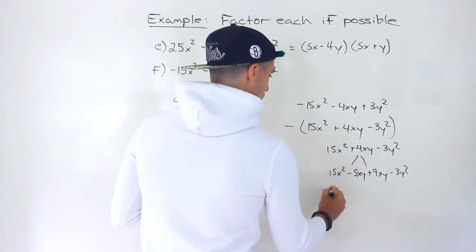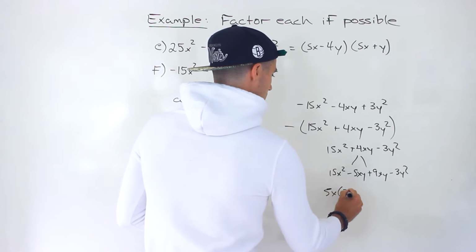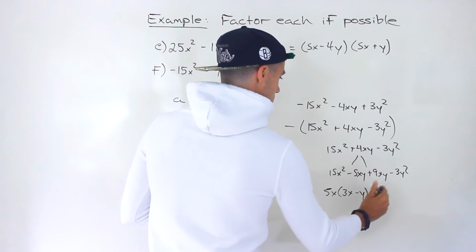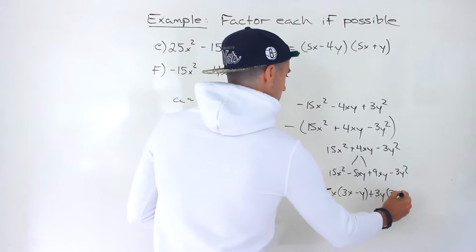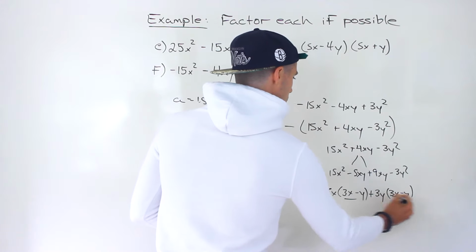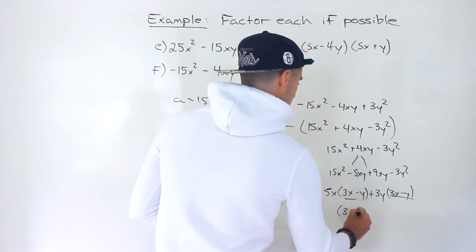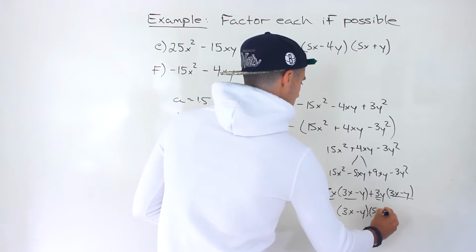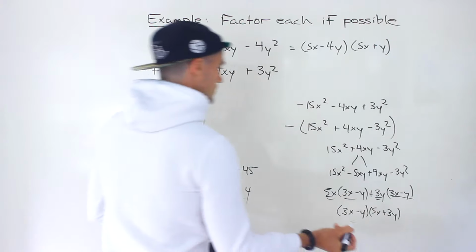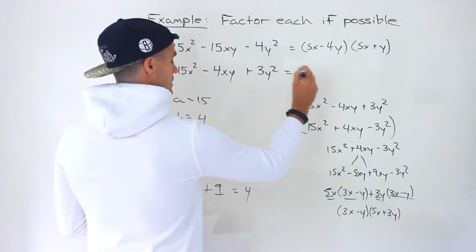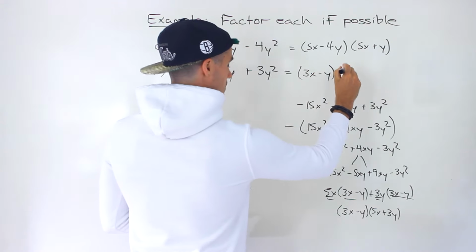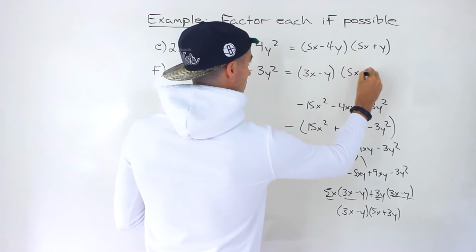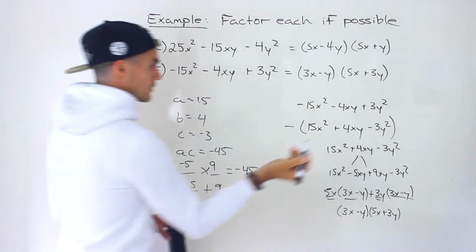From these two, we could take out a 5x. We'd be left with 3x minus y. From these two, we could take out a plus 3y. And we'd be left with 3x minus y as well. Then we could take out a 3x minus y, and we'd be left with 5x plus 3y, like that. All right, so this here would factor into 3x minus y times 5x plus 3y, like that.